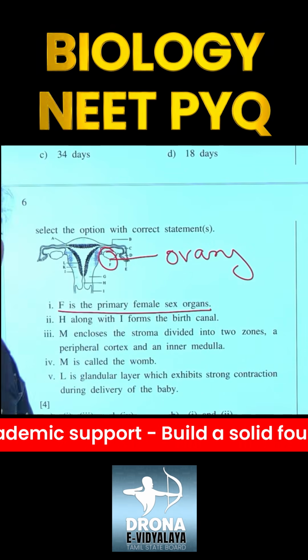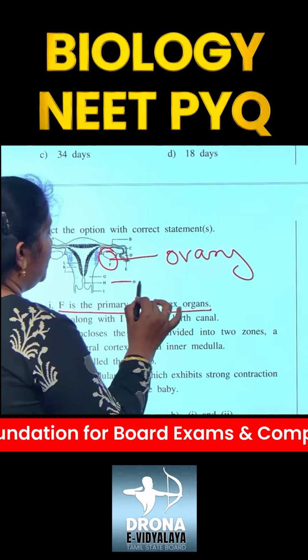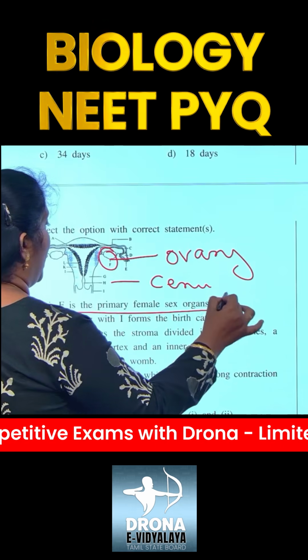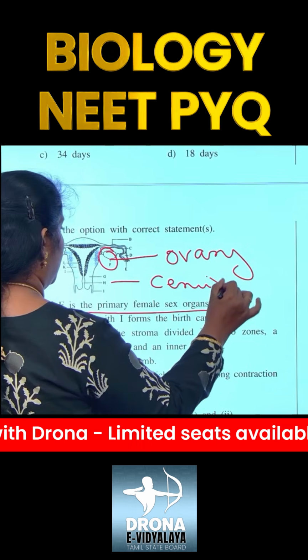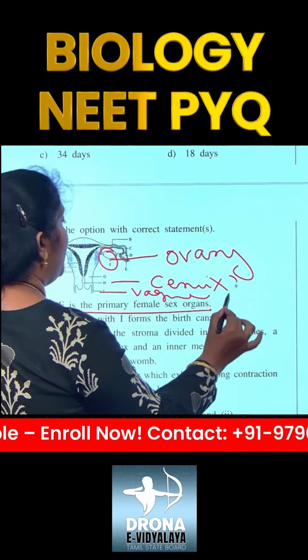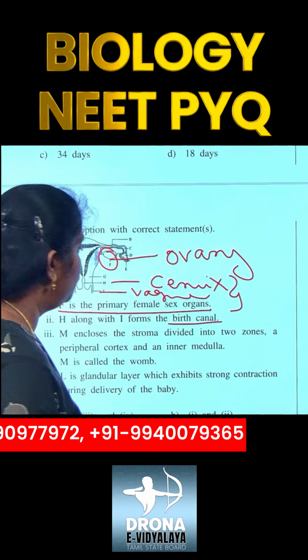Next one, H along with I forms the birth canal. So the H is going to be the cervix and yes, I is going to be the vagina. So when these two join, I can tell okay they form the birth canal. So second statement is also correct.